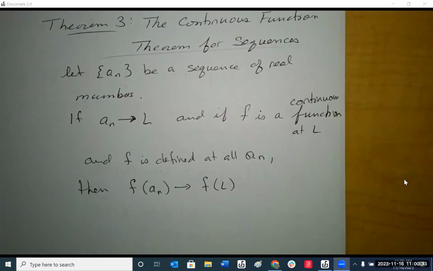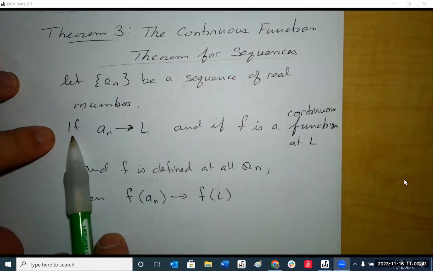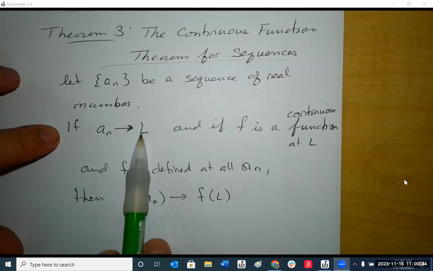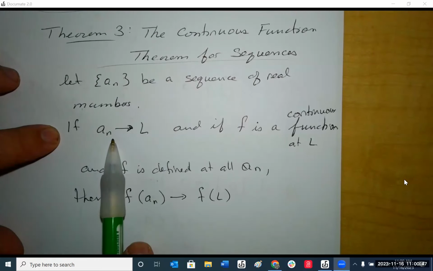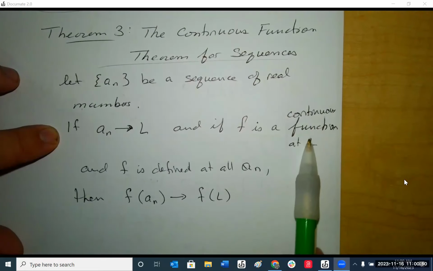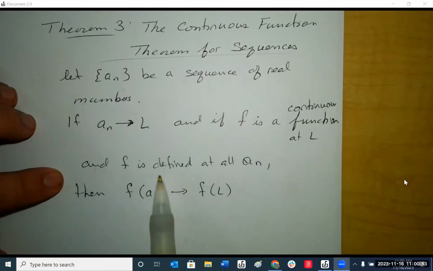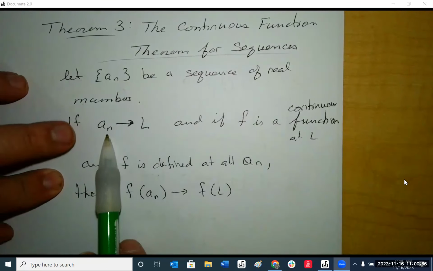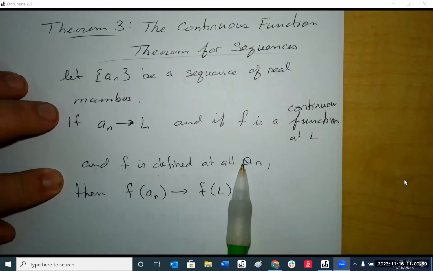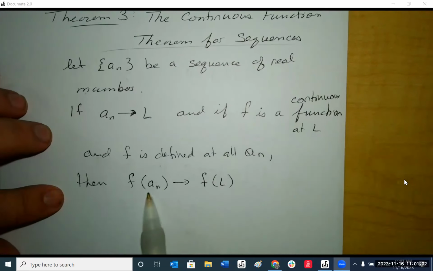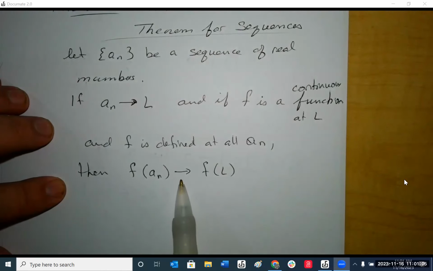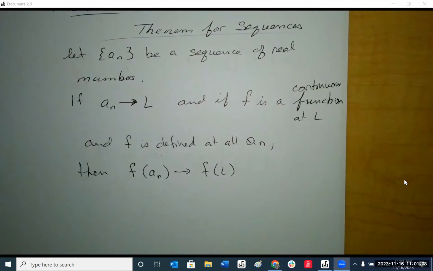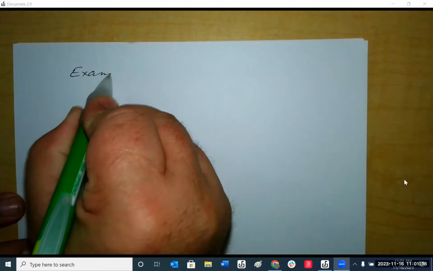So the continuous function, so if a sub n is a sequence of real numbers, yeah. If the limit of the sequence as n goes to infinity approaches L, and if f is a continuous function at L, and f is defined on all a sub n, which has to be true, because if this is the limit, then all the points have to exist also, and f has to be continuous, then the function of the sequence tends to the function of the limit. Okay, let's put that into words. Put the words into action. So here's our example 6. Now it makes more sense.